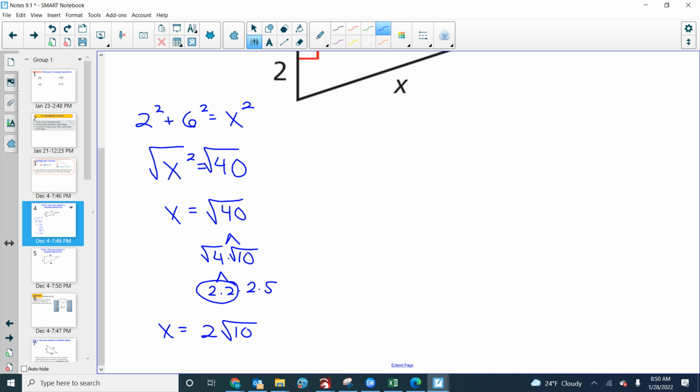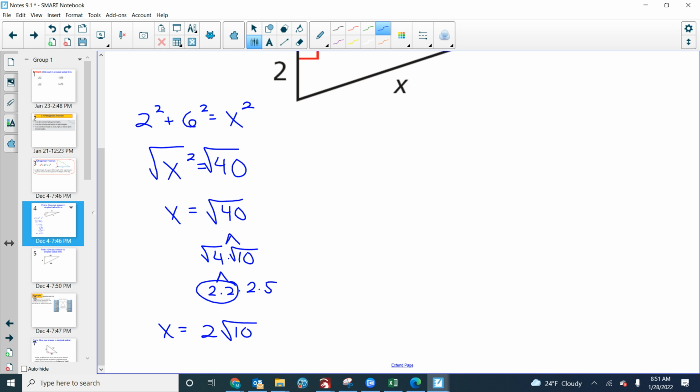What's that close to? Between what 2 whole numbers? What's the square root of 36? 6. What's the square root of 49? 7. Isn't it between 6 and 7? So if they say write your answer as a decimal, you type in the square root of 40 and you get 6.32. Okay, question.